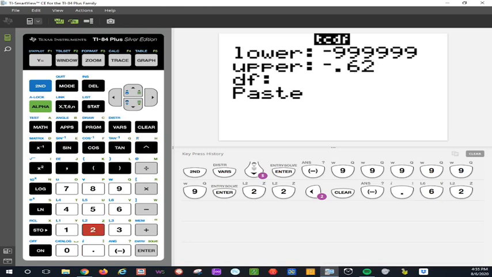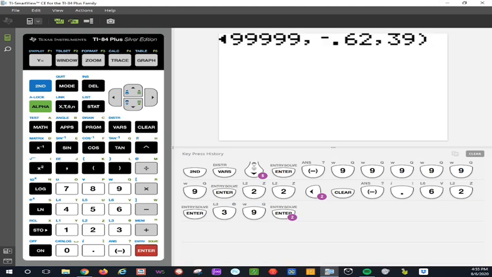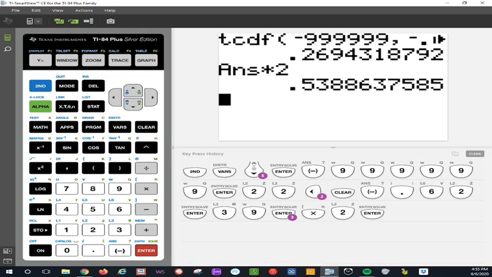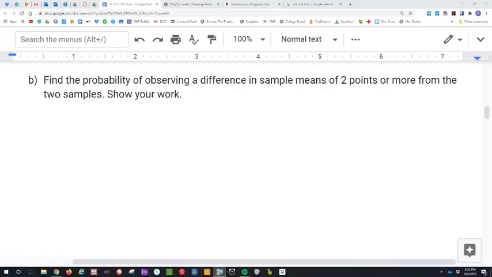I need to go back and see if I did put that correctly. Negative 0.62, that is the T statistics. Well, we don't call it T-score, but anyway. So degrees of freedom is 39. Yeah, look, 0.2694. If we multiply that by 2, 0.539. So let's switch gear.